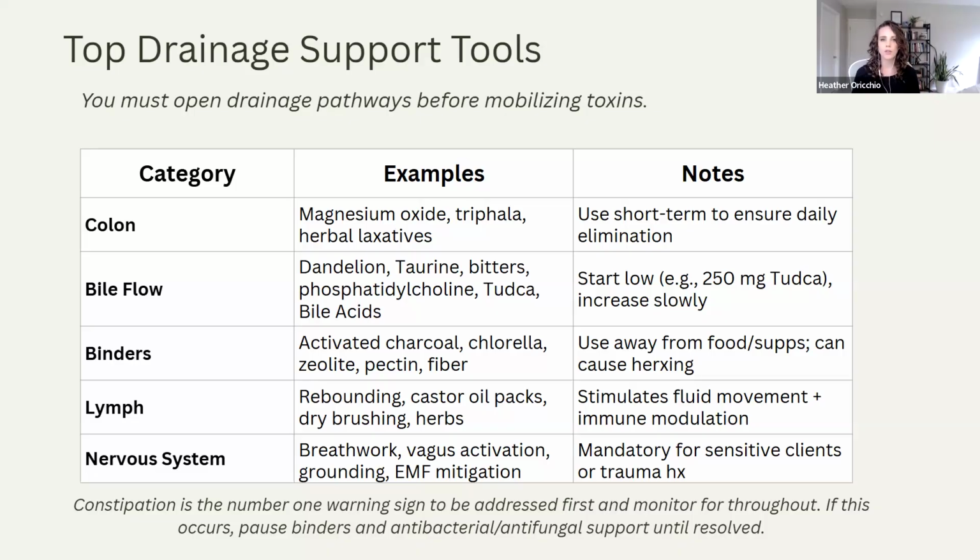Lymphatic system, so rebounding, castor oil packs, dry brushing. I'm sure you're all familiar with this. And then, of course, nervous system work. So every client, it says mandatory for sensitive clients. It's really mandatory for every client because we're all just living in this really kind of fight or flight, stressful world. So, it doesn't necessarily need to look exactly like these recommendations here. What I tell them is whatever it is that brings you joy, that helps your body get into that flow state, I want you doing that at least once or twice a day. So as we know, constipation is the #1 warning sign that needs to be addressed and monitored throughout.